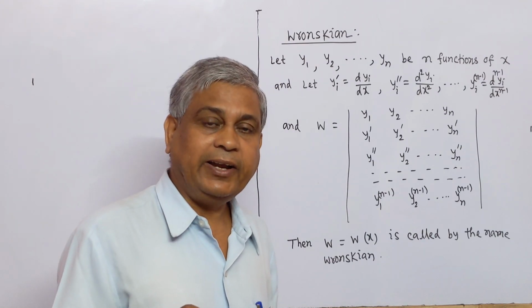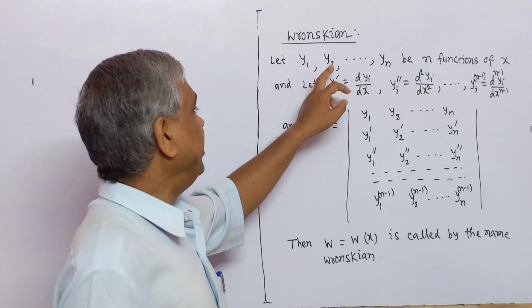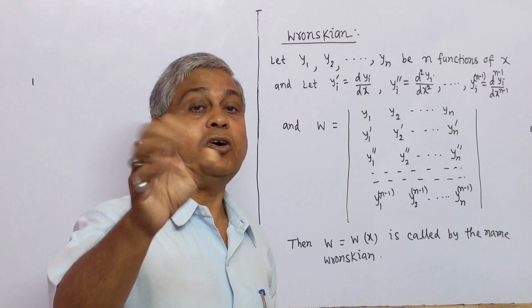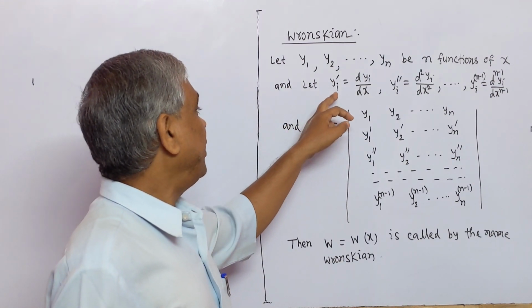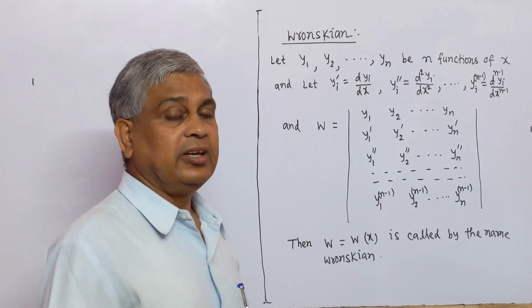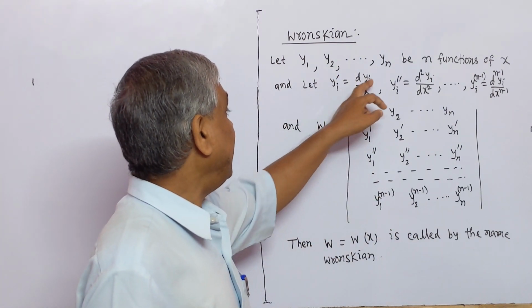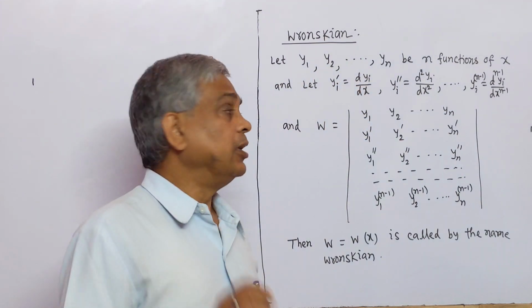Now we define the Wronskian. Let y1, y2, ..., yn be n functions of x, and let yi prime equal the derivative of yi with respect to x.